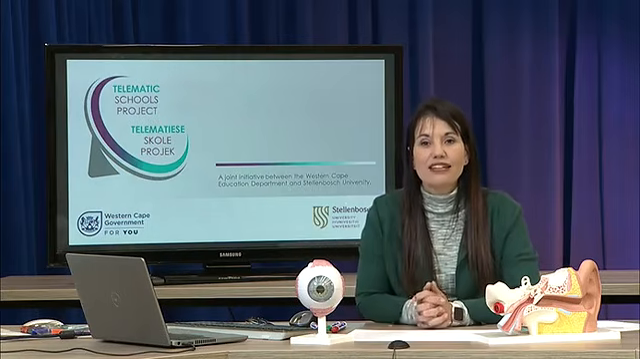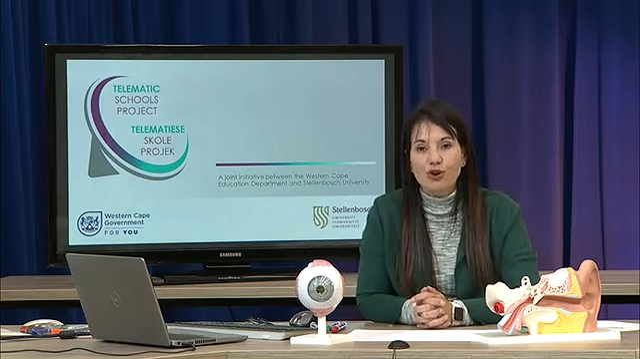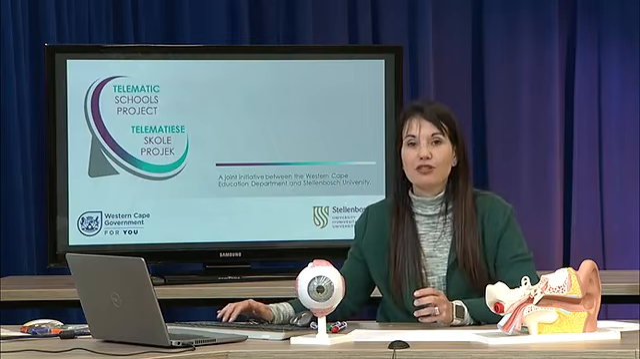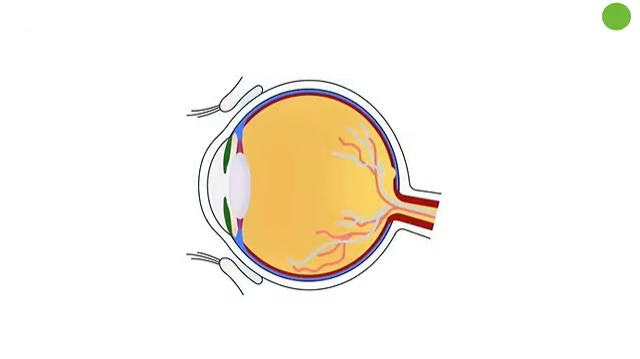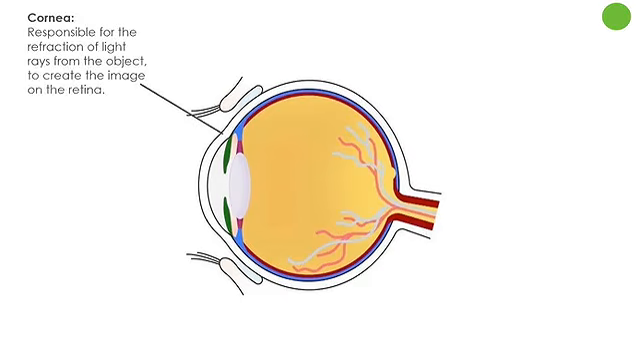So let's quickly go and see what the different parts of the eye are. If I go to my slides and we have a look at the eye, we can see that the eye has different parts that you need to identify. So when they give you a question like this, which is the cross section through the eye, you have to identify the different sections. First of all, on the outside there's the cornea.